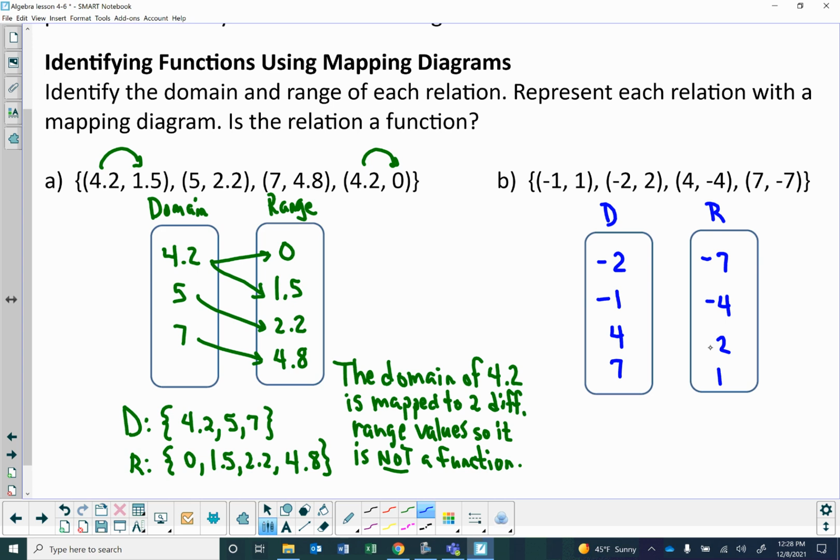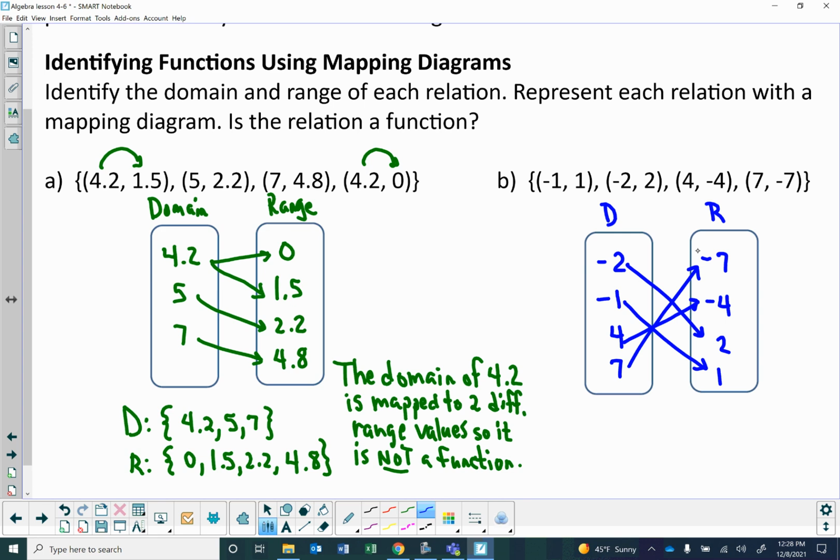Now I'm going to map them out. -2 pairs with 2. -1 pairs with 1. That's down here. 4 pairs with -4. That's over here. And 7 pairs with -7. That's up here. And if we look at this, we can clearly see that there is no value for the domain that pairs with two different range values. Every domain has one range and only one range.